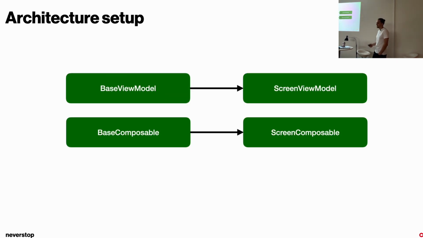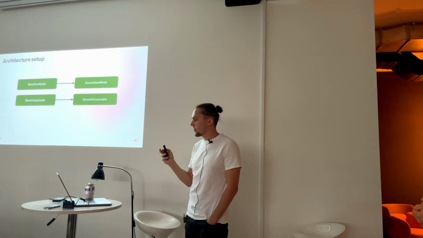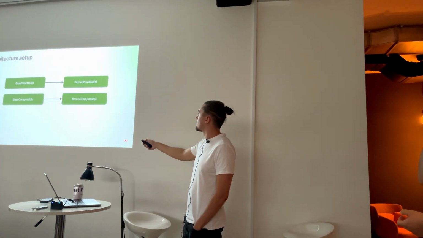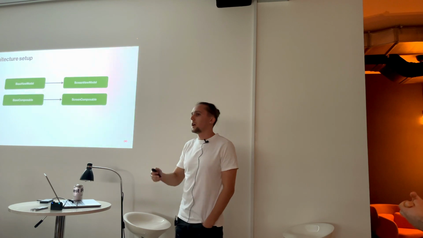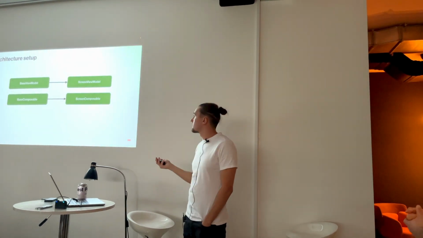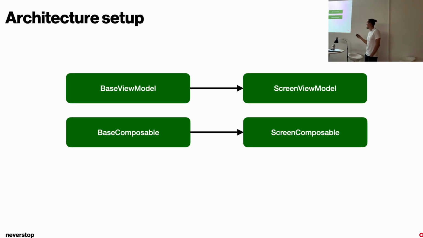Okay, moving on to our architecture setup. This is a quick overview of our architecture. It doesn't really make much sense from this picture alone, so we're going to take a look at each of the components on its own in a moment. But in a sense, we have our base view model that's extended by each of our screen view models, and there weren't really many changes in that, so I'll explain what these view models are responsible for.